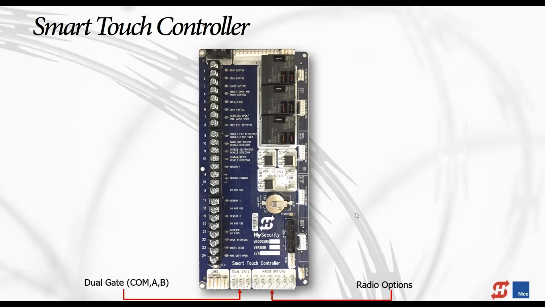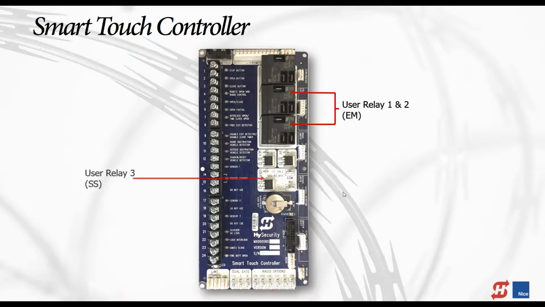All right, so at the bottom there, we have dual gate terminals. Dual gate we define as either biparting gates or sequence gates or Sally port. Those are the 3 dual gate functionalities. Easy to do, run a 3-wire cable between 2 operators, go into the installer menu and define them, and that's all you need to do. Piece of cake. Radio options for radio controls at the bottom.